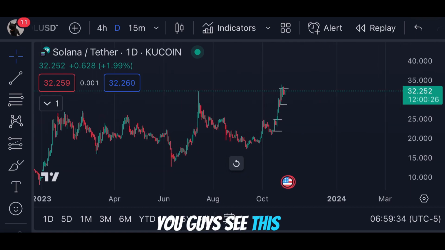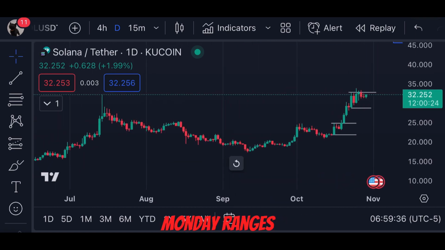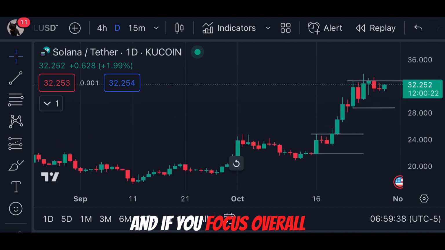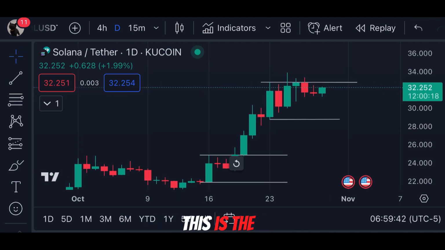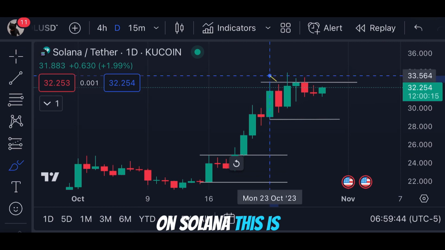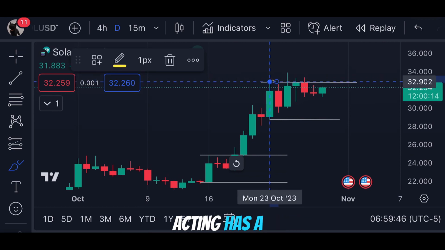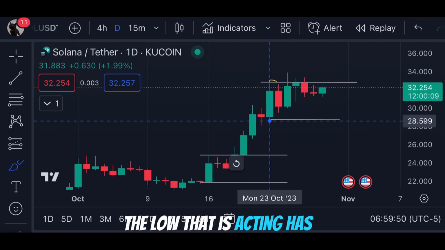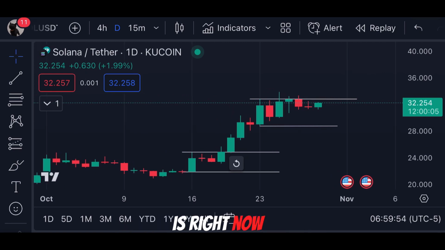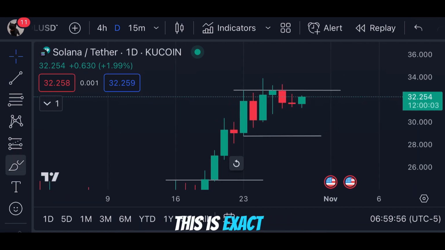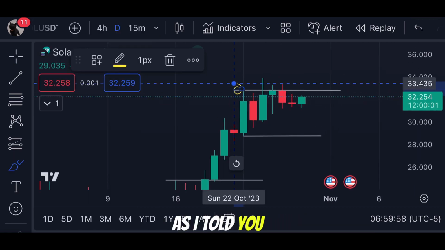Do you guys see that I have already drawn some Monday ranges for you? If you focus overall, this is the Monday candle, guys. This is the Monday candle on Solana. This is the high that is exactly acting as the supply zone, and this is the low that is acting as a demand zone. Now, right now, let's focus on this. This is the exact supply zone, as I told you.